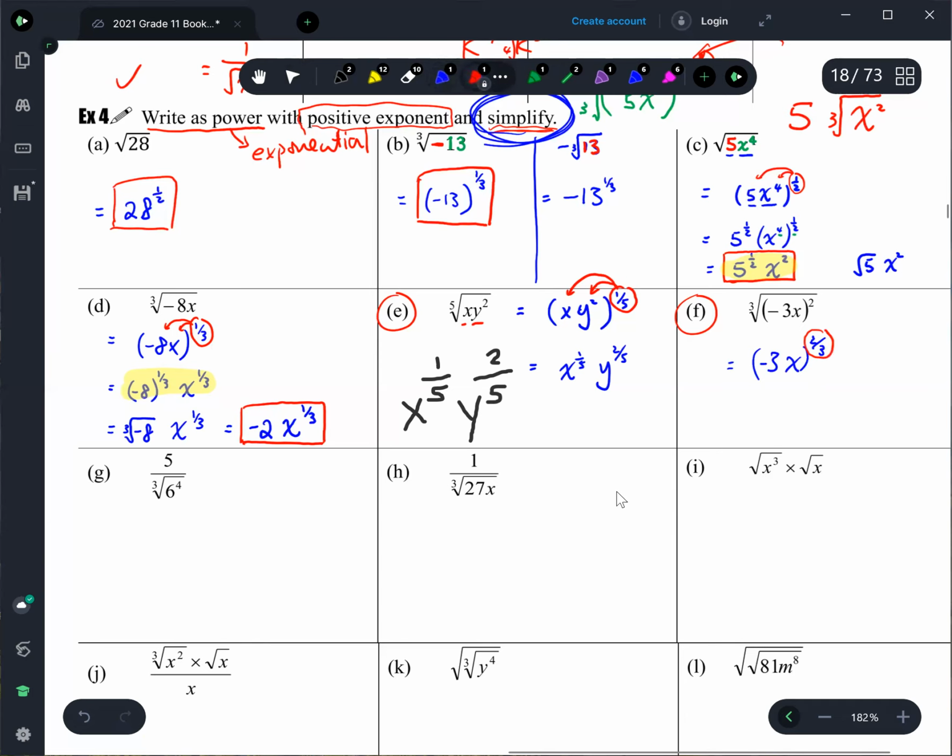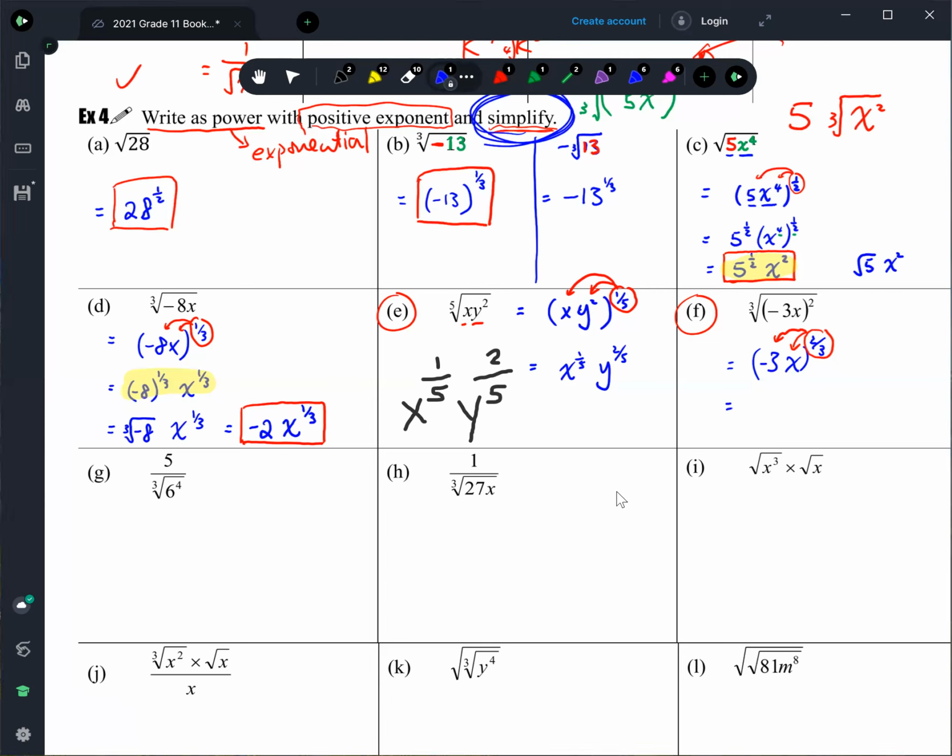I think to separate it, you need to share the 2/3 into each one of them. Just like we did in question E, the 1/5 needs to go in. So what does it look like after you make it go in? This looks like -3 to the power of 2/3 and x to the power of 2/3. One more thing that's missing, you need a bracket around -3.